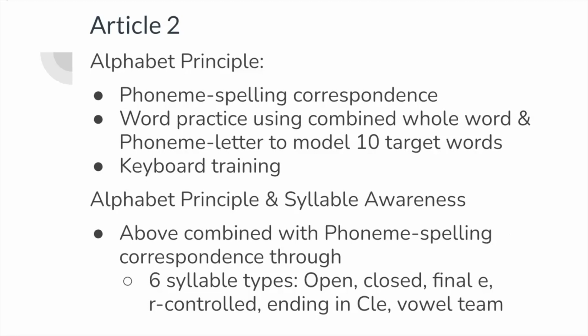For the alphabet principle and syllable awareness, they were given all of these things for the alphabet principle, and it was also combined with syllable understanding. So understanding the 6 different syllable types, which are open, closed, a final E or a silent E at the end with a long vowel sound, R-controlled, ending in CLE with a consonant-LE, or a vowel team.